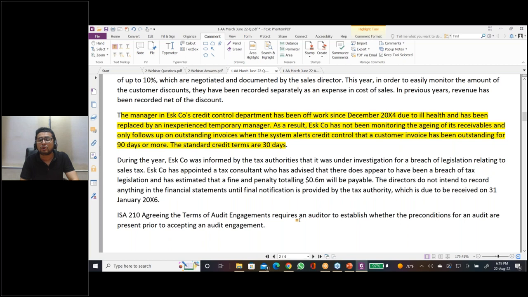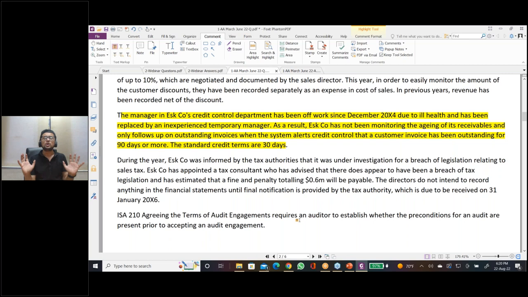So now think about the aging of receivable, and that reminds me of the age receivable analysis or an age receivable listing, and any follow-up on outstanding invoices, when the system alerts the credit control that a customer invoice has been outstanding for 90 days or more. So I'm thinking the receivables could be overvalued because certain receivables may have gone bad and the company might not be able to receive the corresponding cash, but still they have recognized it as a receivable. The standard credit terms are just 30 days and they are chasing the debtors of 90 days or more. So that creates a huge doubt on the valuation of receivables.